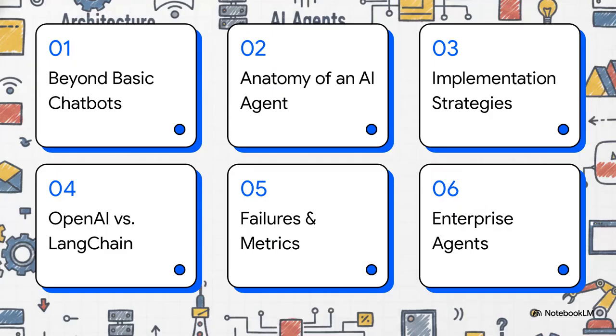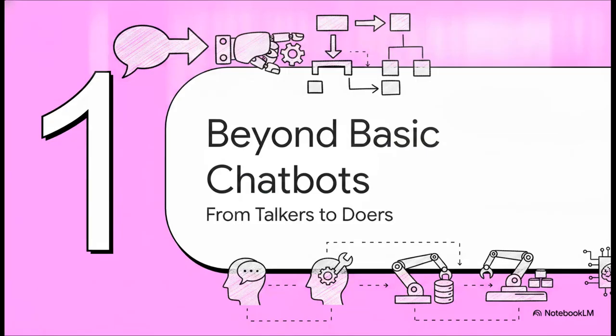Okay, let's dive right into this roadmap. First up, we're going beyond basic chatbots, then looking at the anatomy of an AI agent, and checking out implementation strategies. After that, we'll compare OpenAI versus LangChain, talk about failures and metrics, and finally, wrap it all up with enterprise agents. All right, part one, beyond basic AI chatbots, from talkers to doers.